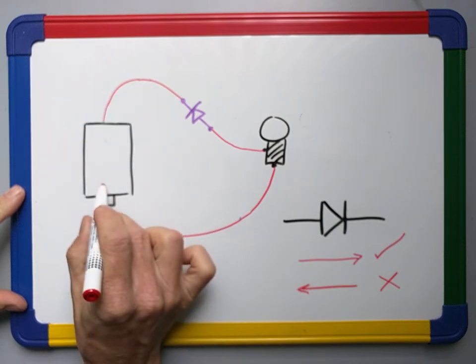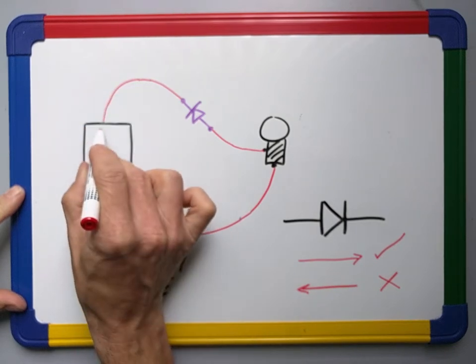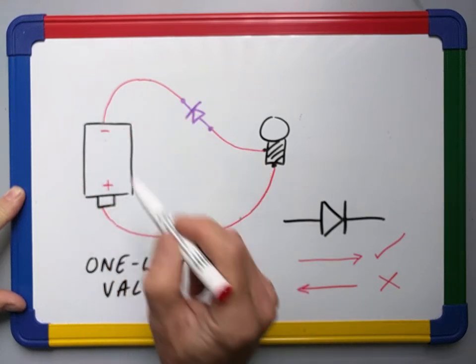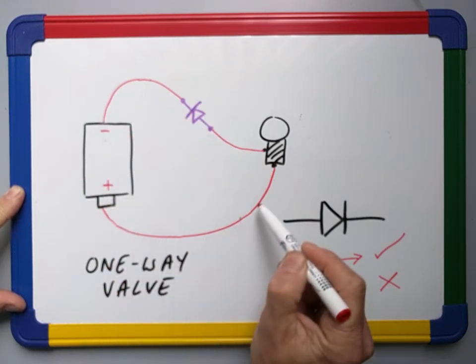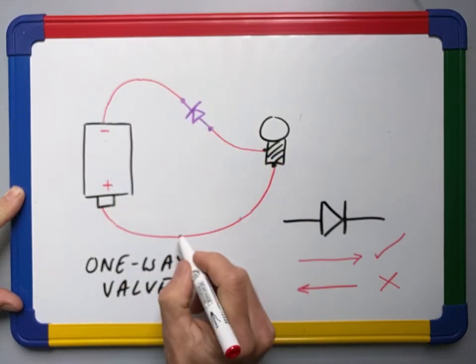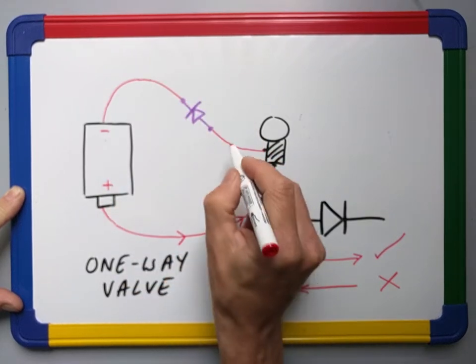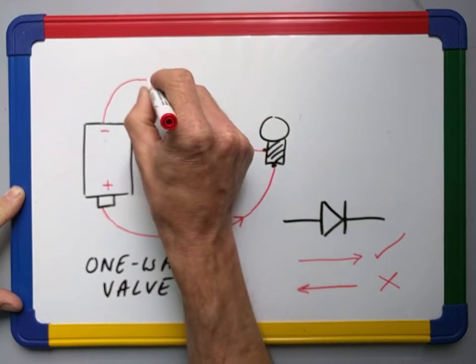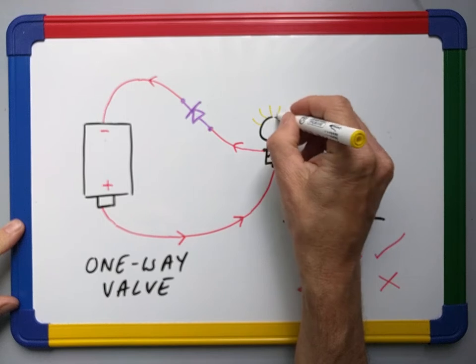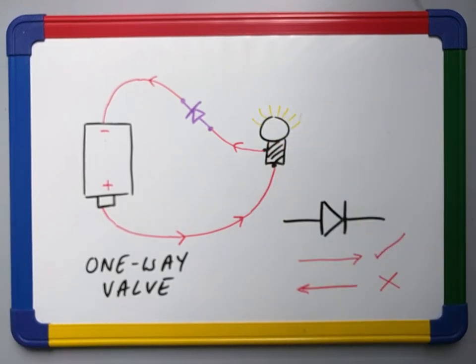Now that we have turned the battery upside down, the positive is at the bottom, the negative is at the top. Current flow is always positive round to negative, and now you'll see that the current wishes to flow in the direction that the diode is pointing. So now we will once again get a current flow, and our little bulb here is going to light up.